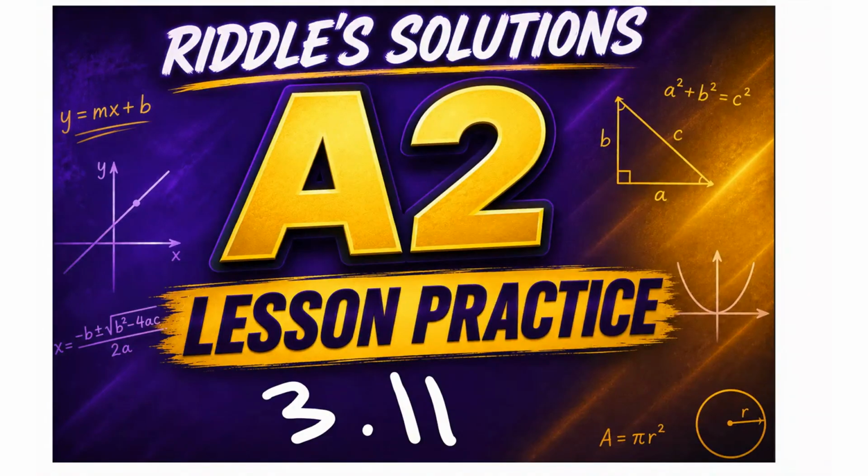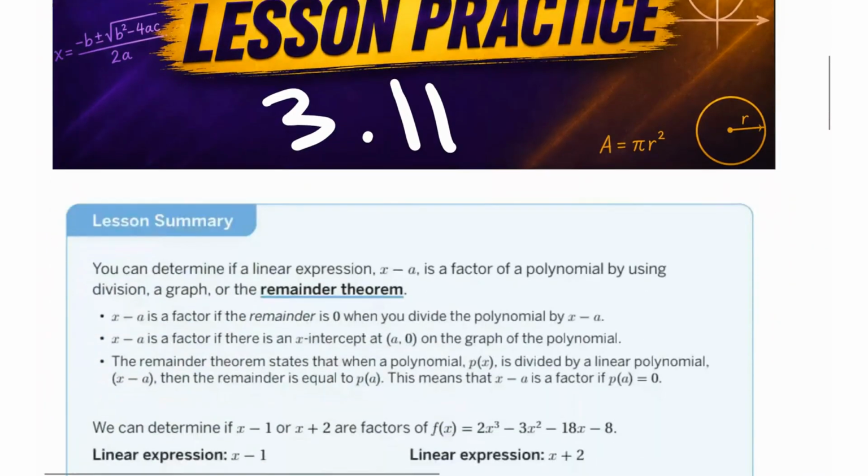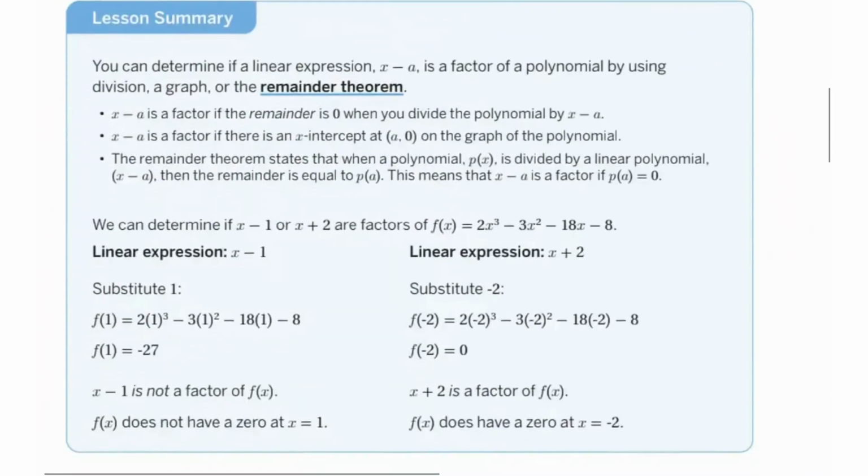Welcome back to our lesson practice review, where we are close to wrapping up chapter 3 with our lesson 11. We really focused on what we call the remainder theorem in this lesson. We've already talked about a couple different ways to find if something is a factor. If we do division and get a remainder of 0, or if we look at where the x-intercepts are, that also tells us it's a factor.